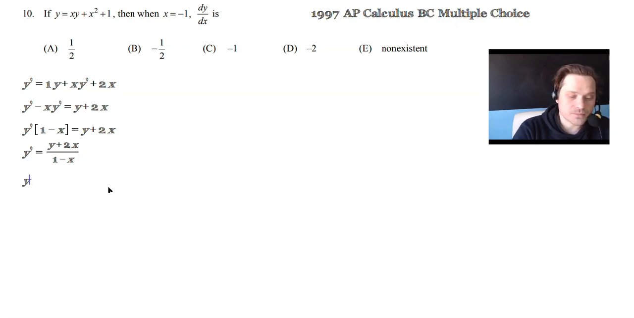So y prime evaluated at -1. Now, we don't know the corresponding value of y. That's an issue. We have to find it somehow because, as you can see, it appears in the expression for the derivative. You can find it as follows.